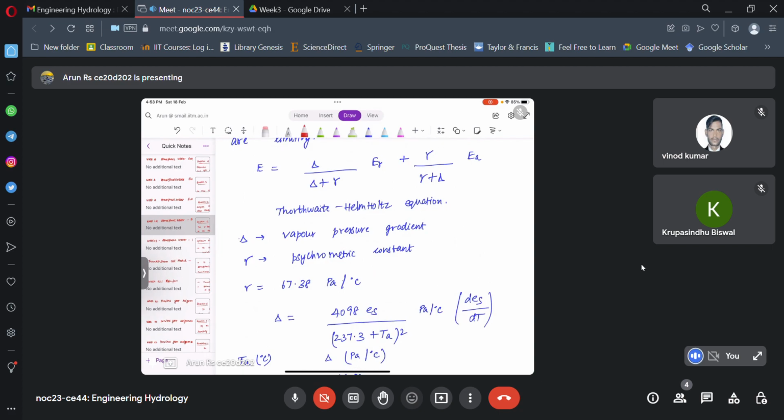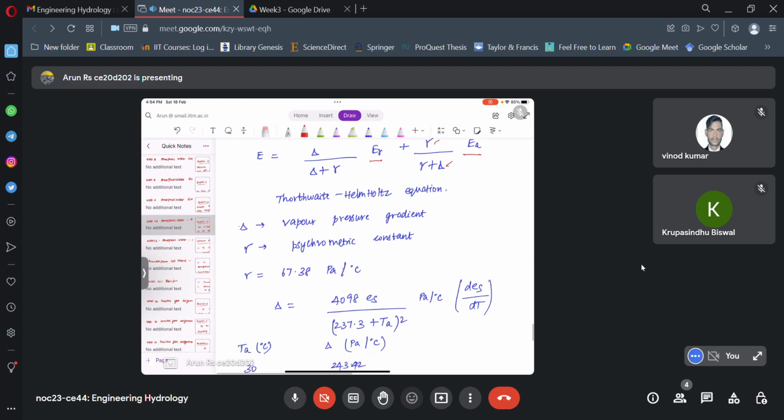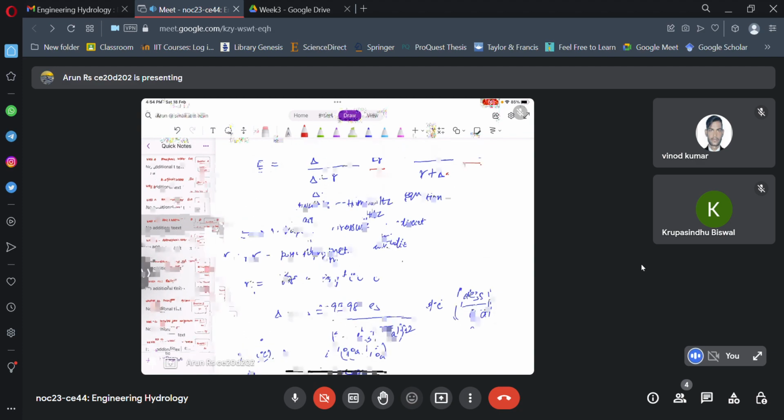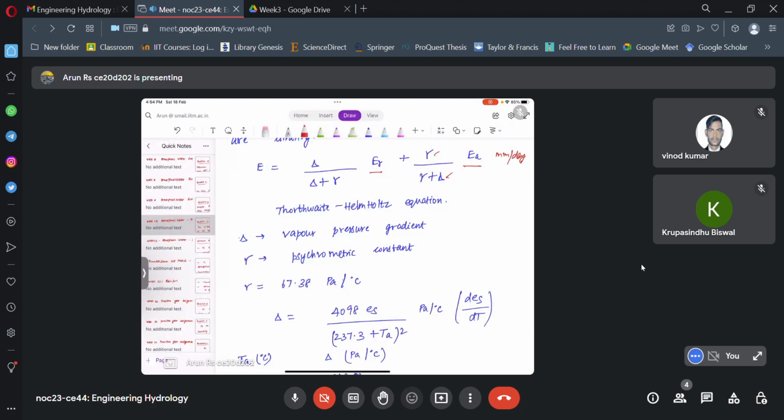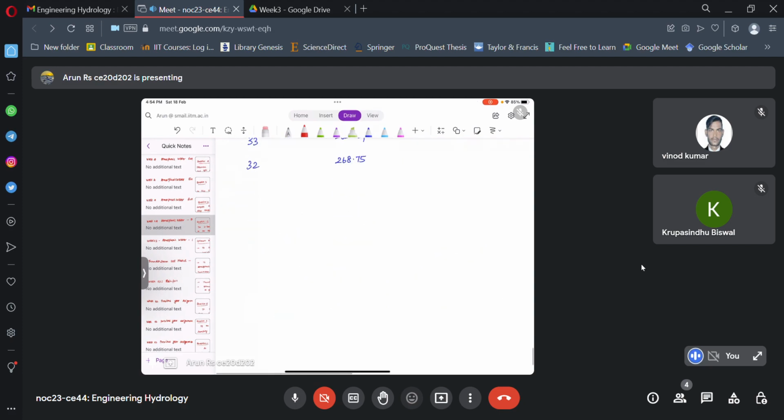So these numerator and denominator have the same unit, so it's just a number, and EA will be in mm per day itself, and your evaporation rate from the energy balance will also be in mm per day. So I'll do a sample calculation for the 16th hour.